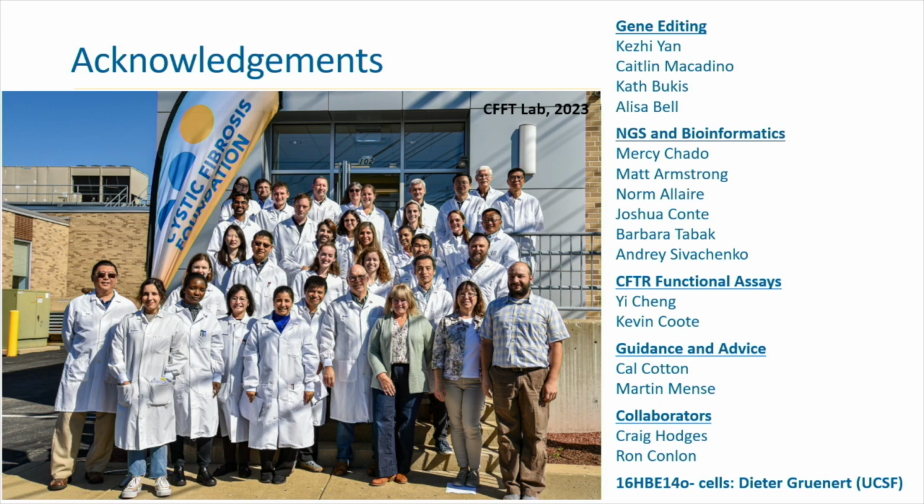We have a fantastic next-generation sequencing and bioinformatics team: Mercy, Matt, Norm, Josh, Barbara, and Andre. The CFTR functional assays were from Yi Chen and Kevin Coote. I also want to give a special thanks to Cal Cotton and Martin Menz for their guidance and advice on this project. Also, we have great collaborators in Craig Hodges and Ron Conlon who are really pushing this to the next level in vivo models of CFTR. And then the 16HB14O- cells are originally from the late Dieter Grunert at UCSF. And with that, I'd be happy to take any questions.